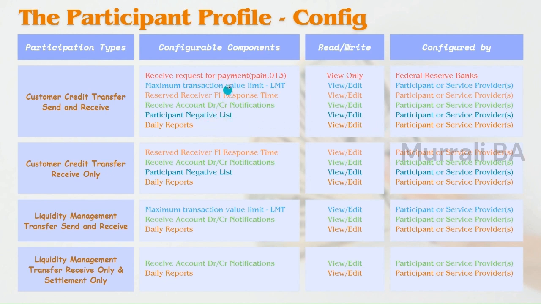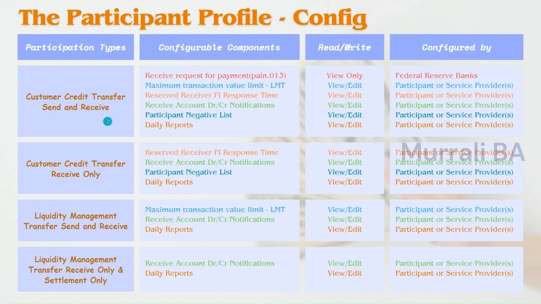Okay, so all these configurable components are available for the customer credit transfer send and receive participant type. If your bank opts for this participant type, then your bank will have the option to control all these options using the participant profile.